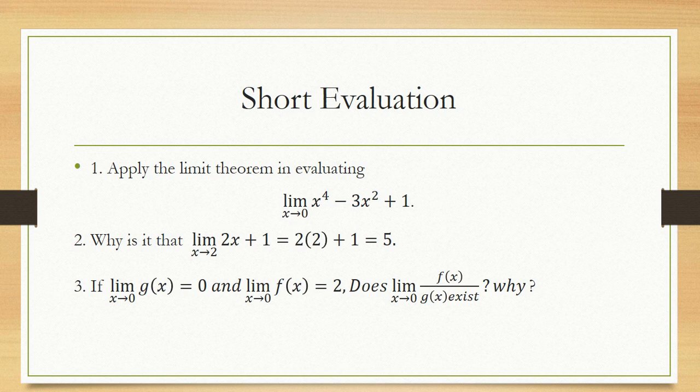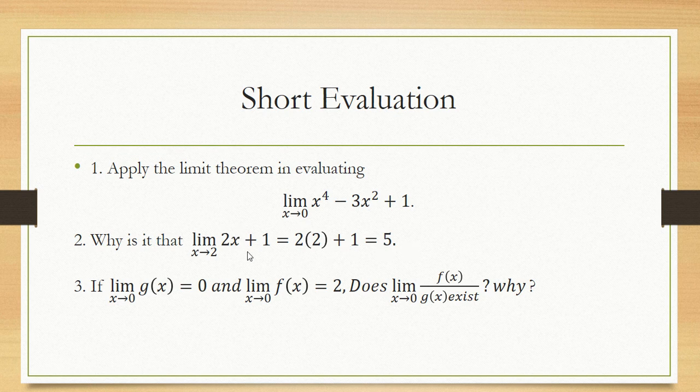Number 1, apply the limit theorem in evaluating limit of x to the 4th minus 3x squared plus 1 as x goes to 0. So kung x goes to 0, it means 0 minus 3 times 0 plus 1. The answer is 1. Number 2, why is it that limit of 2x plus 1 is equal to 2 times 2 plus 1 is equal to 5?